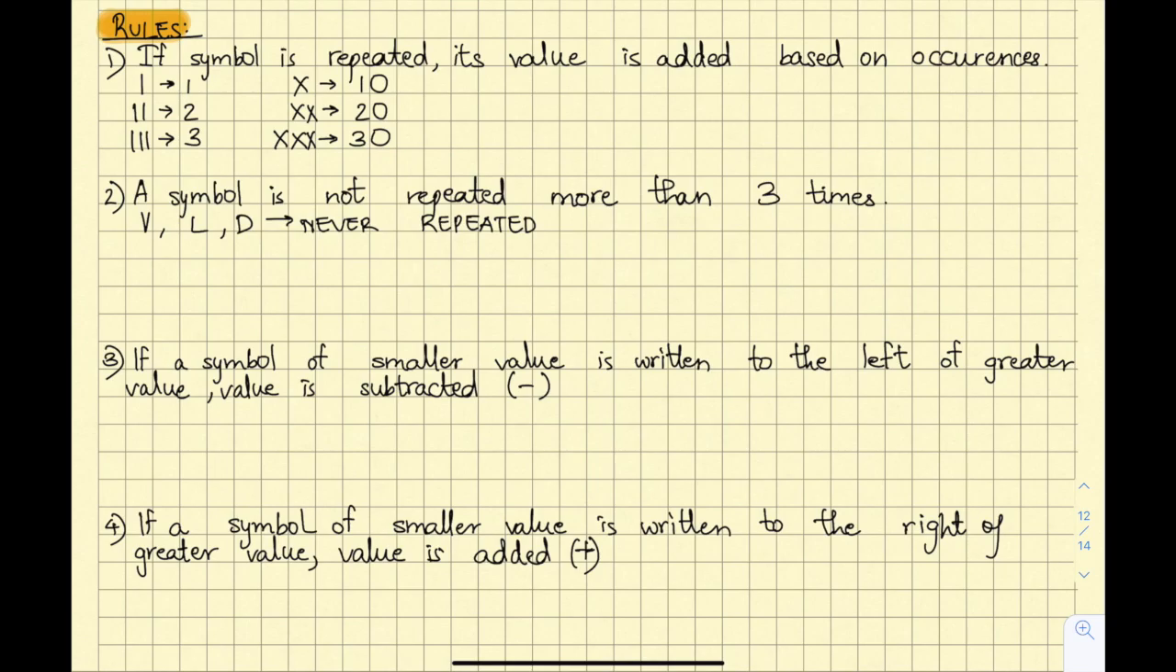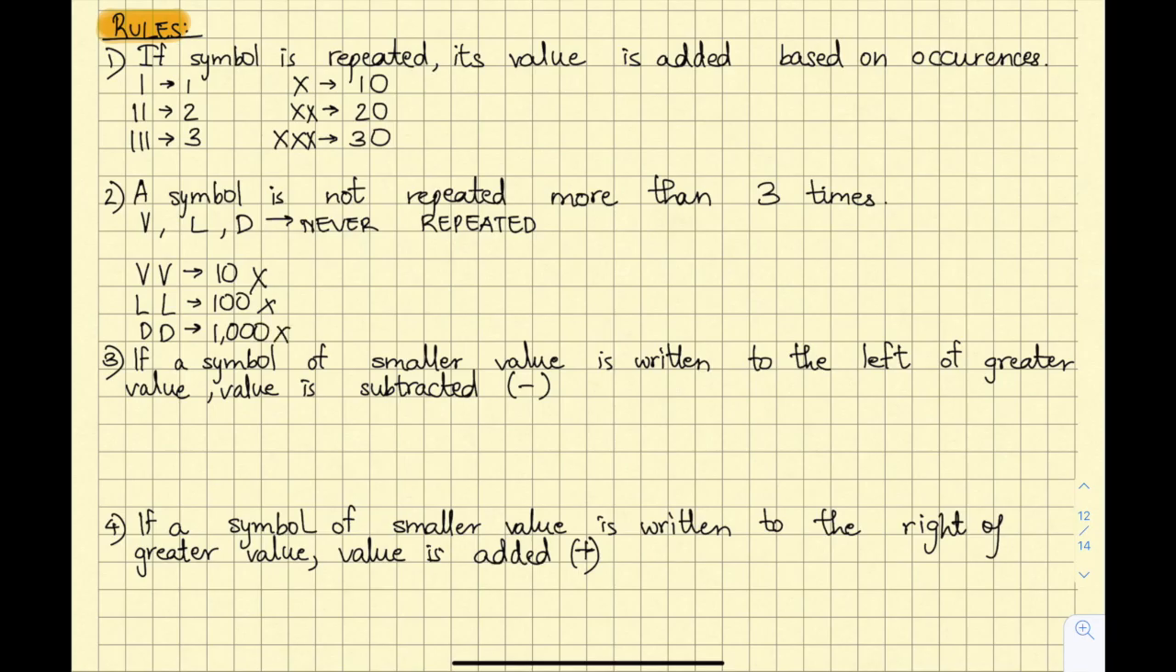So if you write V and V, 5 and 5 is 10, this is not the way of writing. It is wrong because it cannot be repeated. In the same way, you cannot write L and L, 50 and 50 is 100. So this is wrong. Okay, you write D and D, that is 500 and 500, 1000. No, it is wrong.